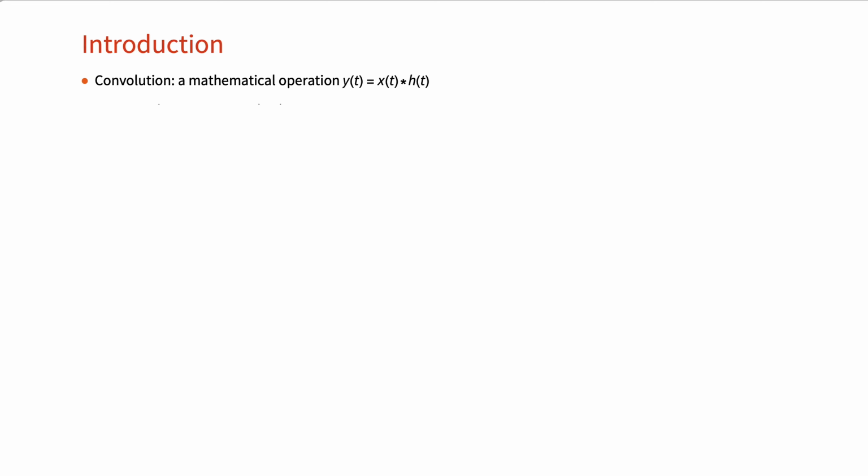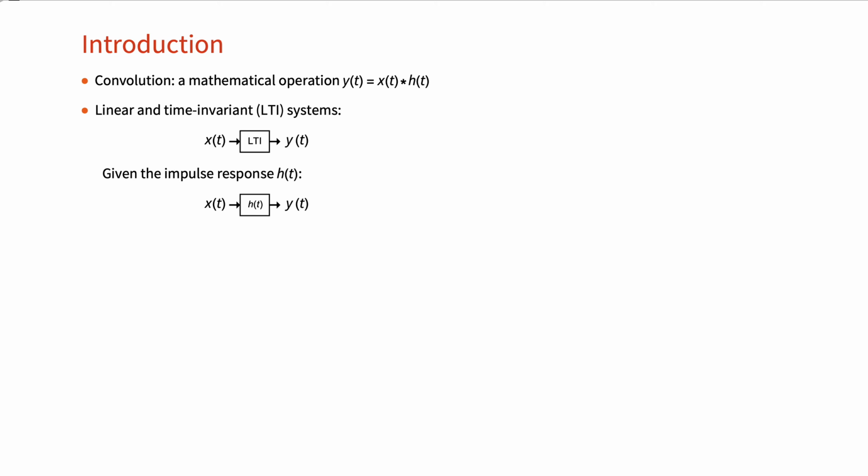As the title suggests, here we are going to discuss convolution, which is basically a mathematical operation, and it is denoted by an asterisk. For example, the convolution between two signals x of t and h of t is denoted as shown here. Convolution is very useful in signal processing. It relates the input and output of an important class of systems called LTI systems, or linear time-invariant systems. It is used to find the output of these systems for a given input signal if we know the impulse response of the system h of t.